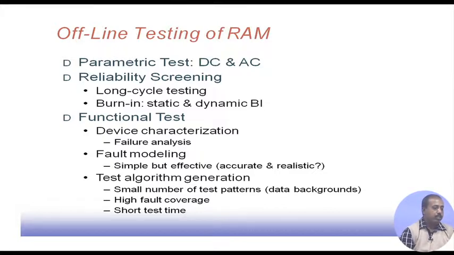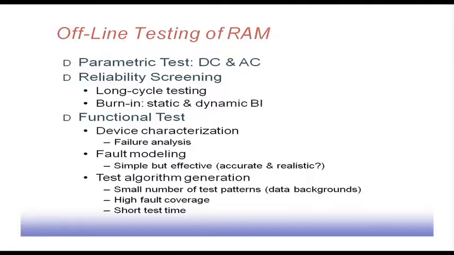Then the functional testing, and device characterization. We try to see what sort of failures are occurring, and if failures are found, then we try to model why this failure has occurred, and that way we can do some device characterization and fault modeling. The actual defect may be something different, but it may be modeled as some other fault. That is true for logic faults also, and the same thing applies here. So, we have to do some sort of fault modeling, and then there are some test generation algorithms that are run for the functional test purpose.